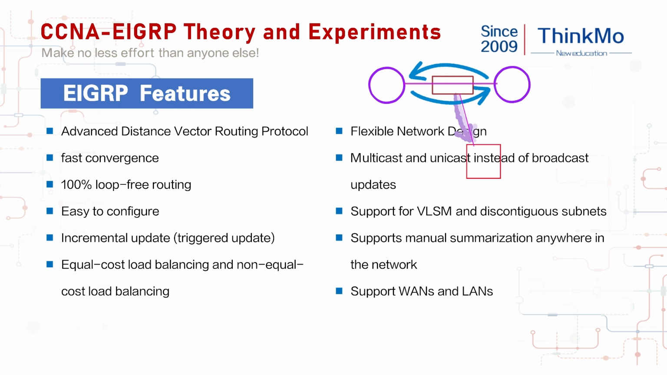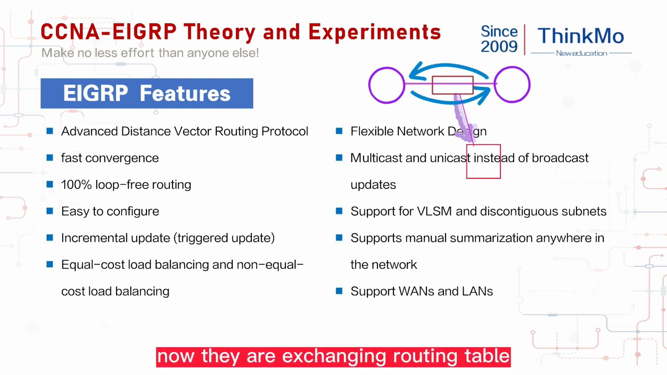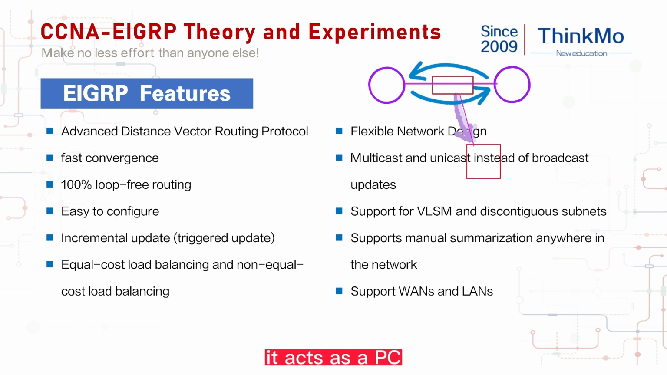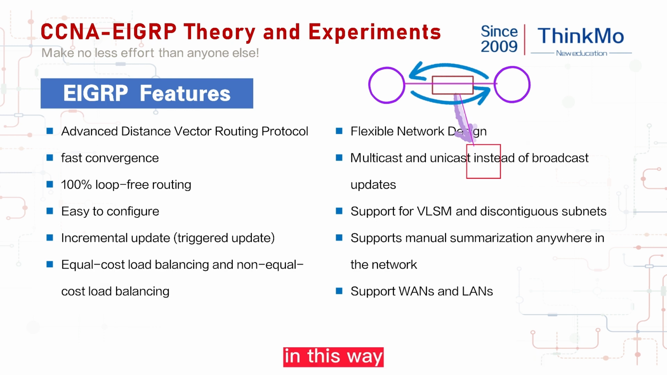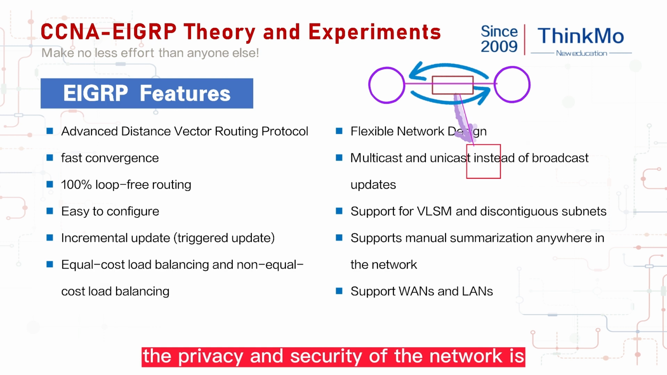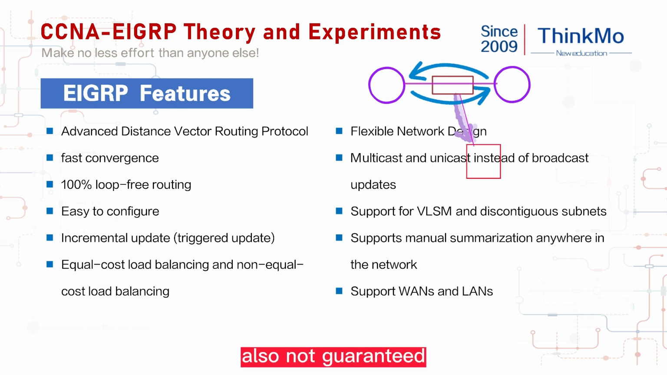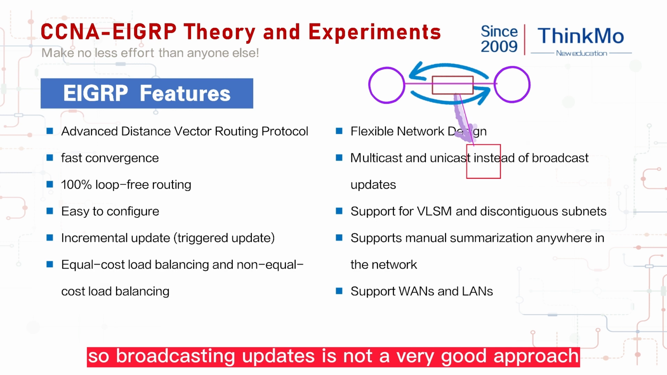Secondly, now they are exchanging routing tables, and this device acts as a PC. What if it's an attacker? The data of the device is broadcast to the PC in this way. So the privacy and security of the network is also not guaranteed. So broadcasting updates is not a very good approach.